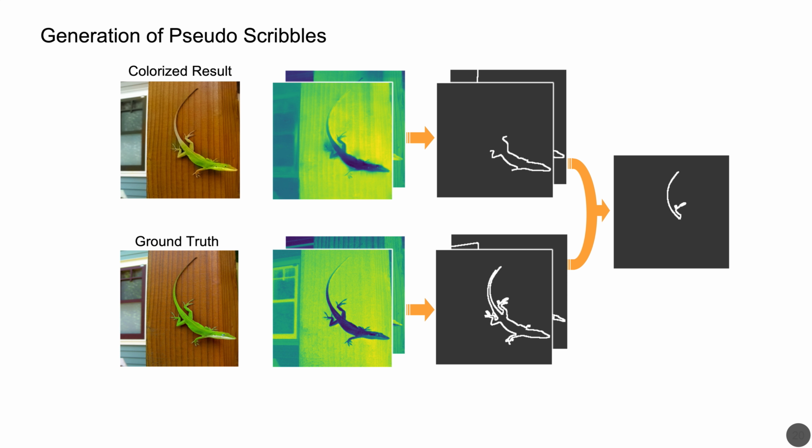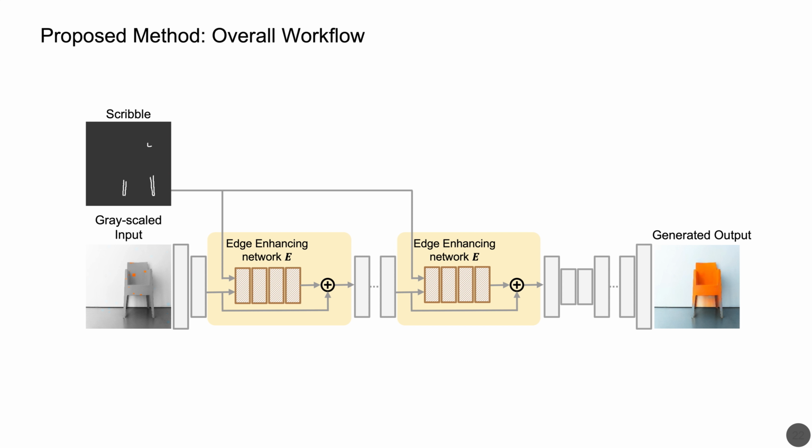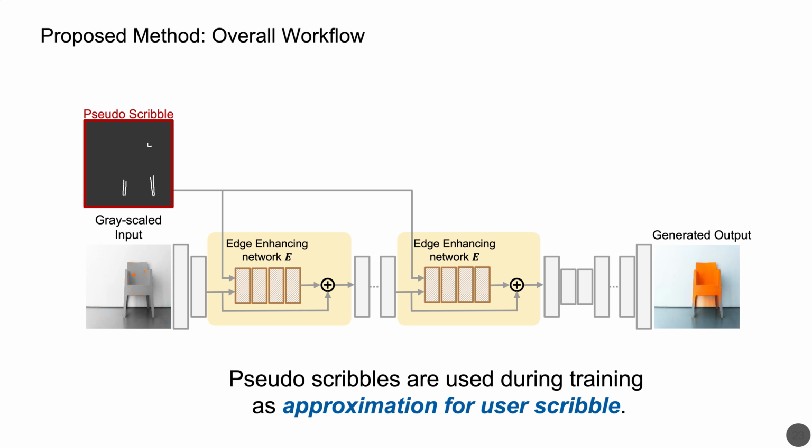Therefore, such edges indicate where the colors are not distinct across the boundaries in the colorized results compared to that in the ground truth, which is color bleeding artifacts. Finally, we apply the random width transformation to thicken the scribble width in order to better approximate the real user scribbles in their annotations. Therefore, as an alternative to the real-world user scribble during training, the pseudo-scribbles generated through this process are then provided to the edge enhancing network.